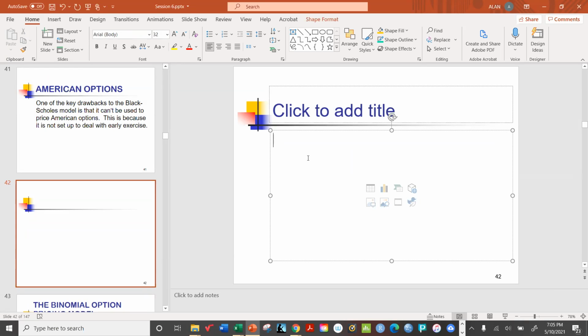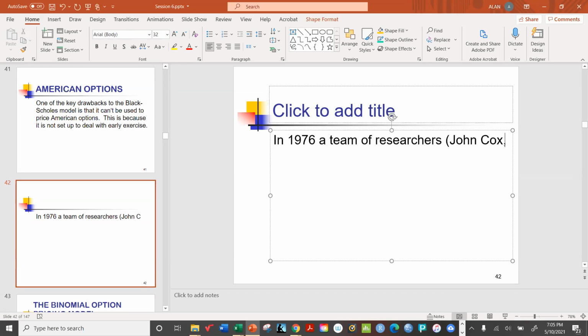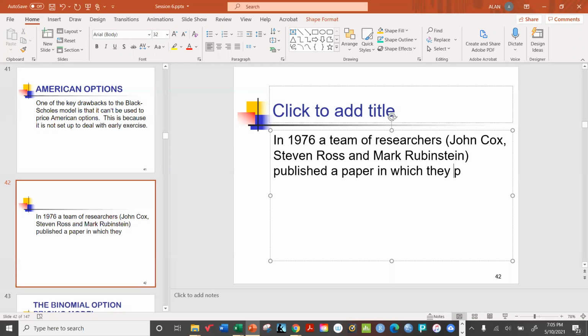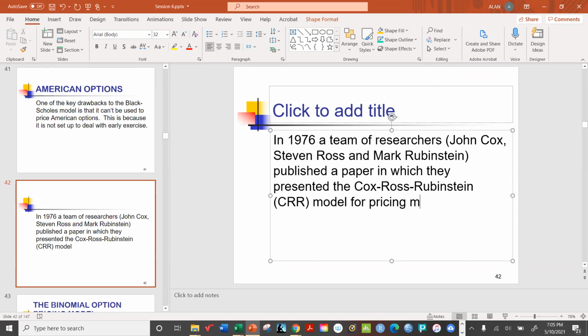So in 1976, a team of researchers, let's see, it was John Cox, Stephen Ross, and Mark Rubinstein, published a paper in which they presented the Cox-Ross-Rubinstein CRR model for pricing options.